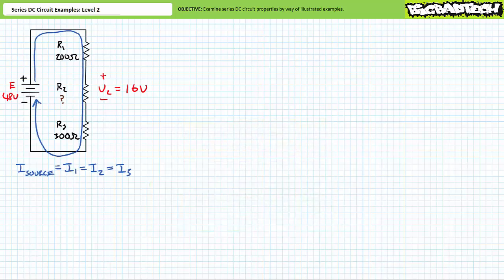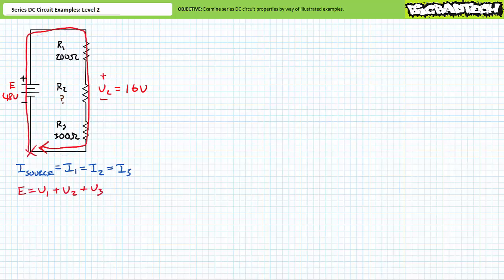Again, before we begin the analysis of this circuit, it's perhaps worth a moment of our time to review fundamental series circuit properties. First, current through elements in series is the same. This is the most fundamental series circuit property. For this series circuit, I source equals I1, which equals I2, which equals I3. If we solve for current through any element, we by extension solve for current through all remaining elements.